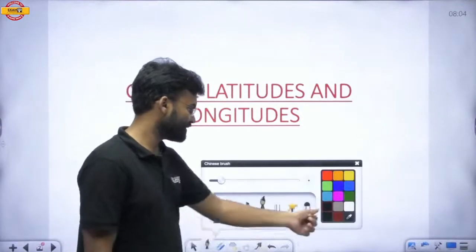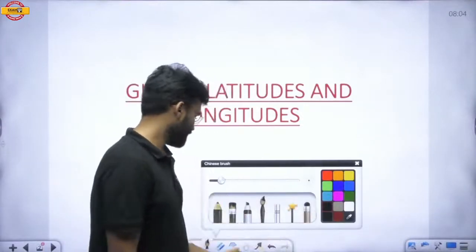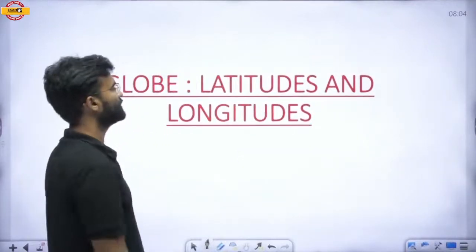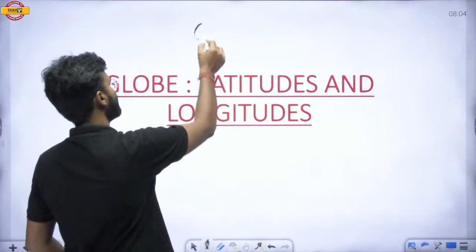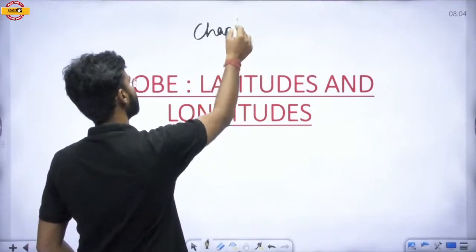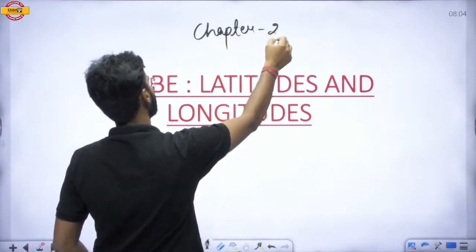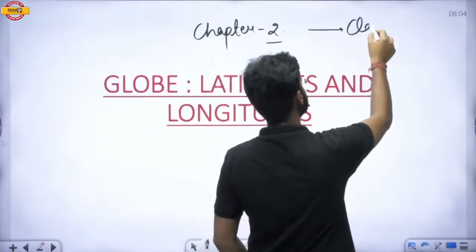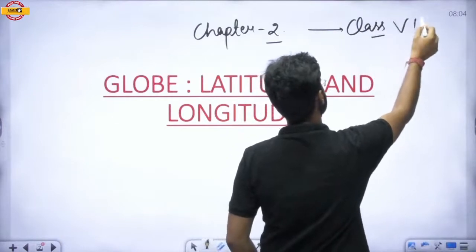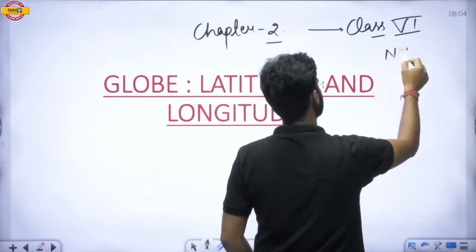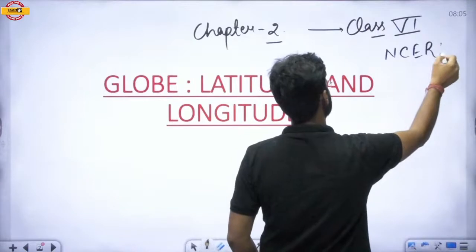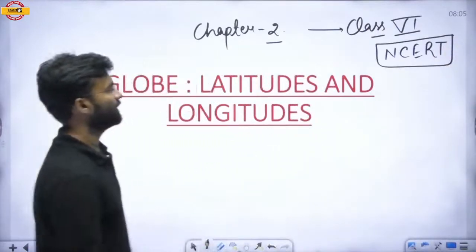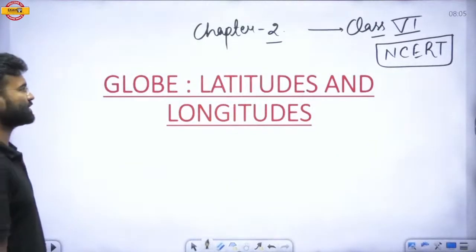So this chapter is chapter number two. The chapter name is Globe, Latitude and Longitude. This is chapter number 2 of class 6 NCERT of the geography subject.